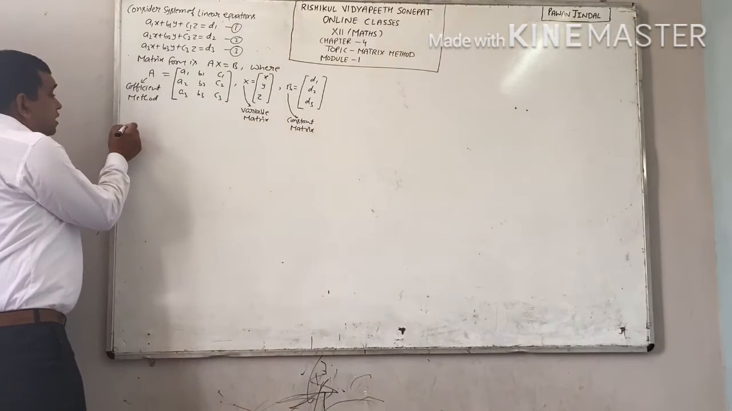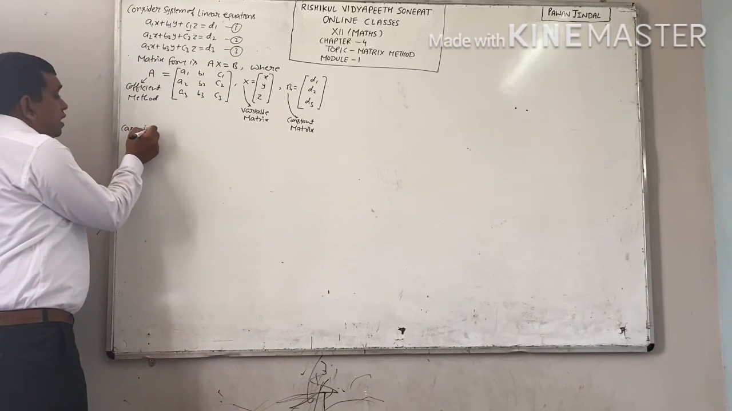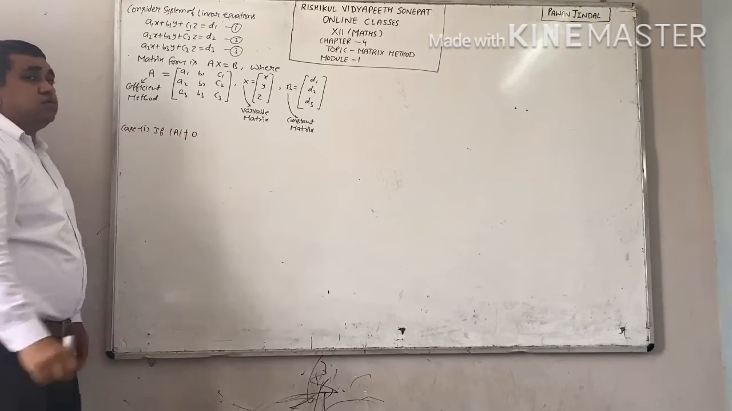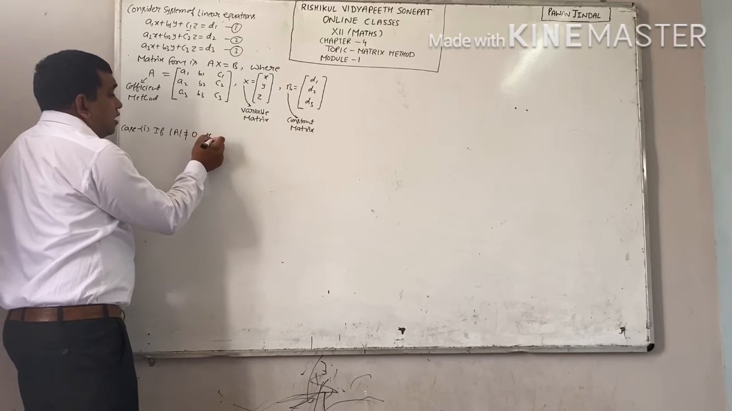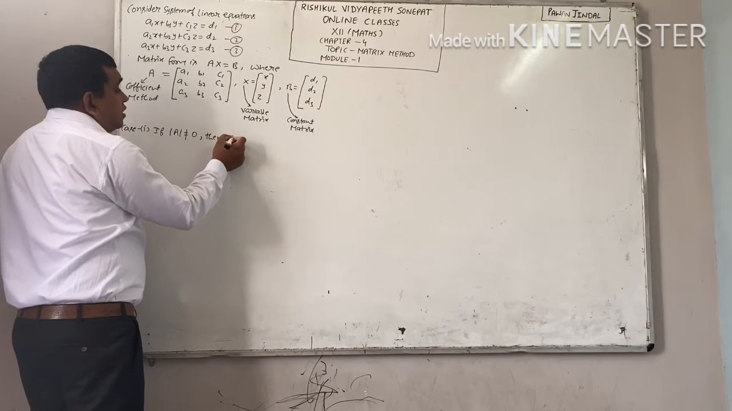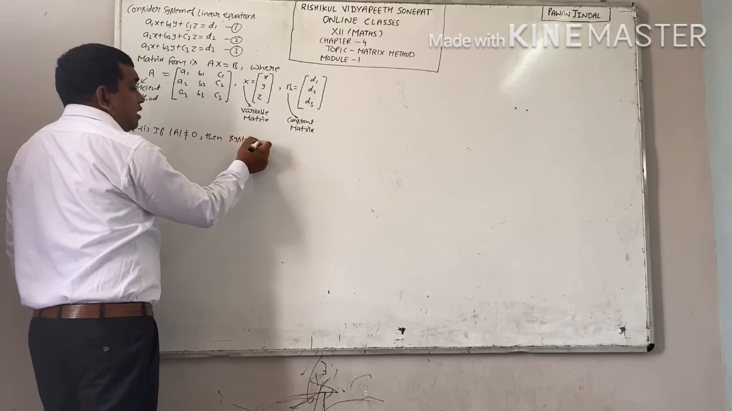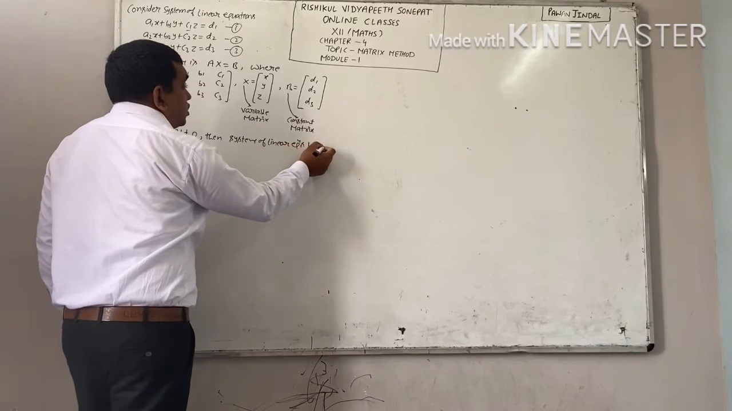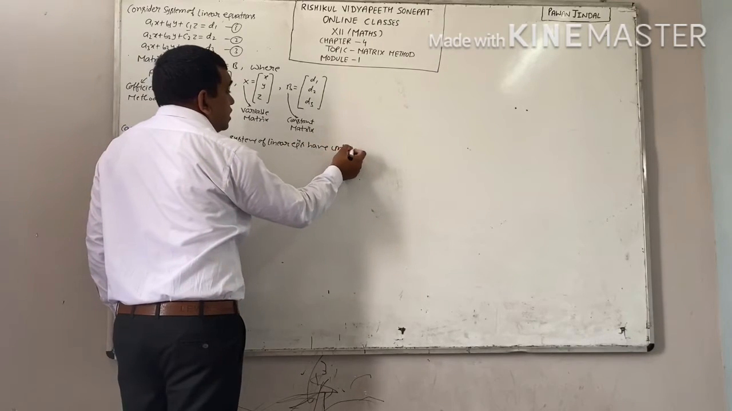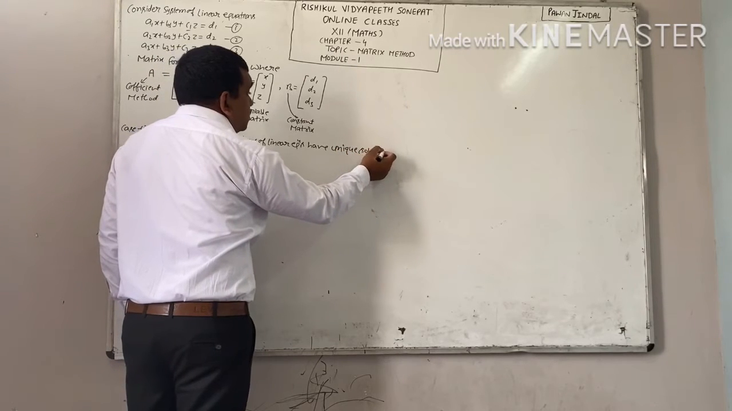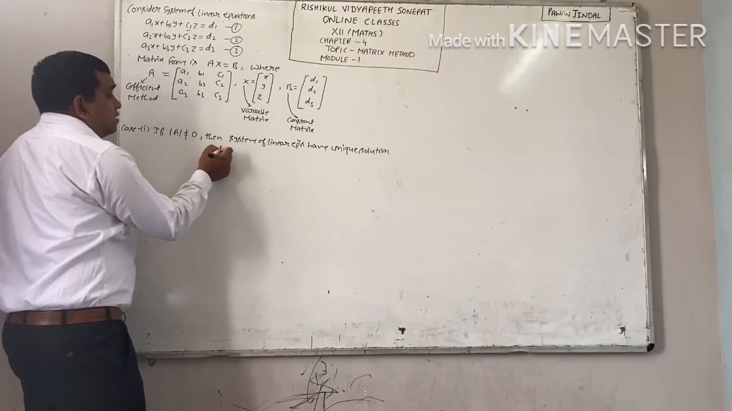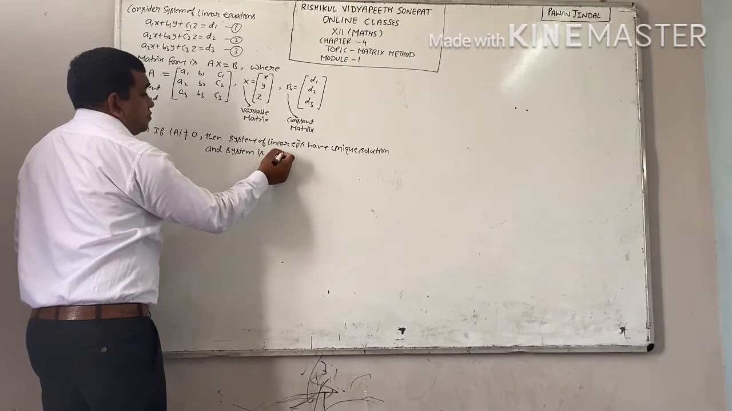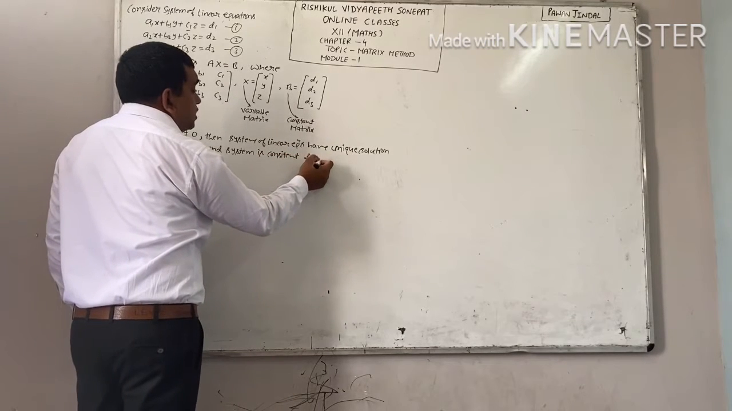Now three cases arise here. Case 1: if determinant of A not equal to 0, then system of linear equations have a unique solution. Unique solution is one and only one solution, and system is consistent. And solution is given by.